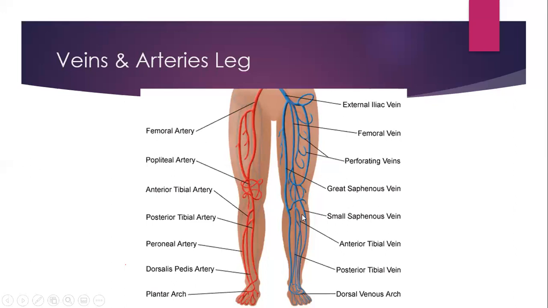The veins that are running up your thigh are your small saphenous vein and your great saphenous vein. So the smaller veins will always be located at the bottom of your leg and then run up to the top of your leg into larger veins. Again, just like your arteries, you have your femoral vein and then your external iliac vein. And this vein is a vein within your hips here.